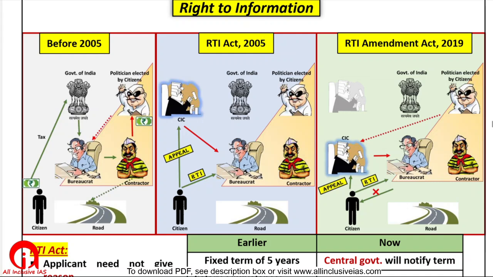Right to information. RTI Act 2005. See, why is RTI needed? Or how can information expose corruption? See, before 2005, the situation is that you are a citizen, you paid tax to the central government.